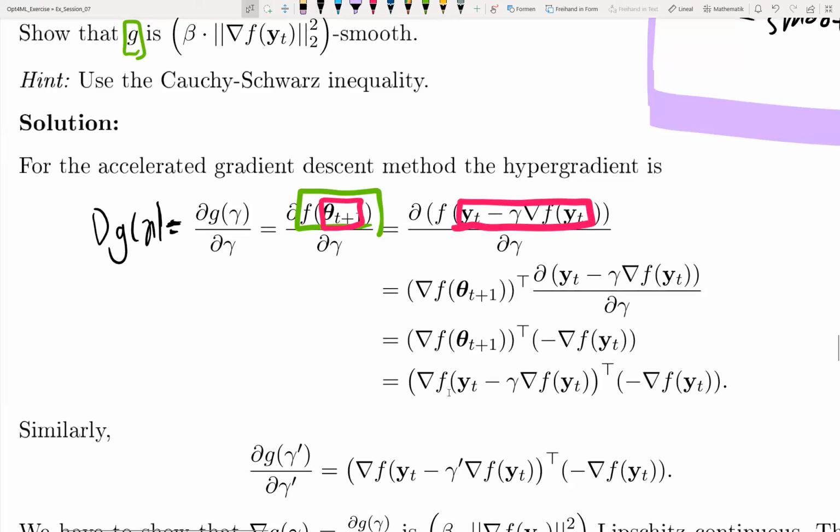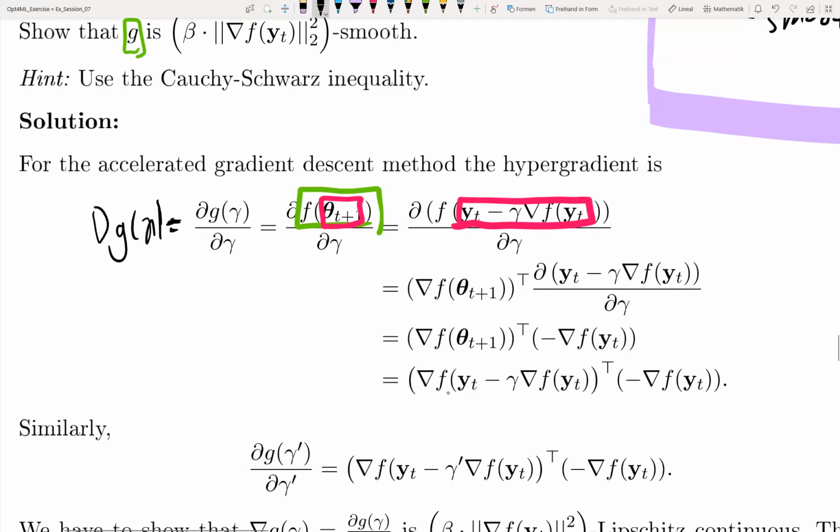And now this is important to note. Yeah, so we ended in the lecture more or less with the case that, well, this is the hypergradient, yeah? Simply the inner product of the gradient evaluated at the next iteration and minus the gradient at the look ahead iteration step before. But there's a dependency on the gamma.